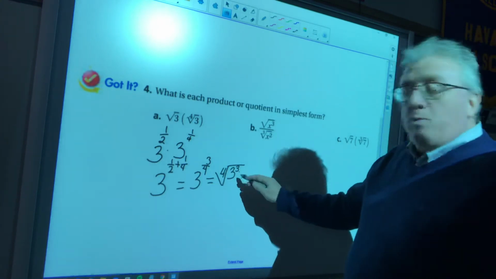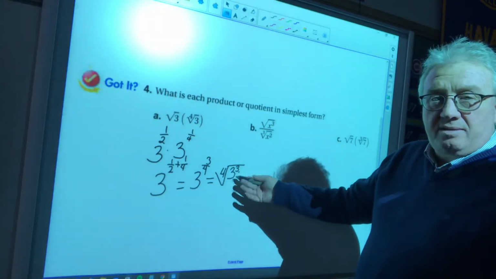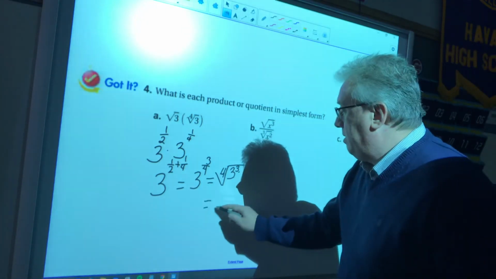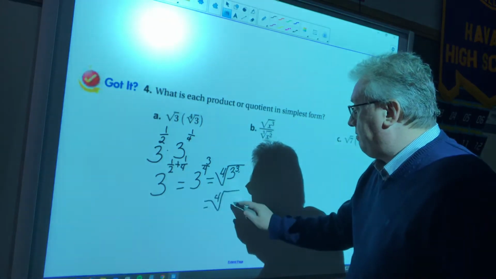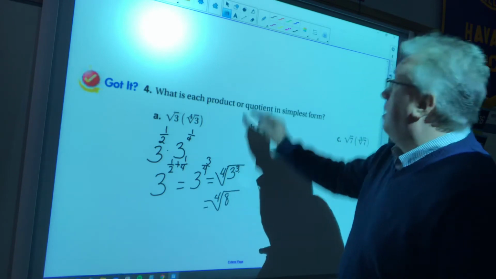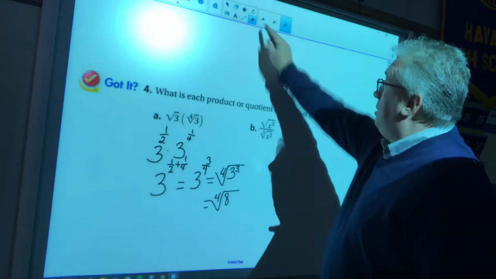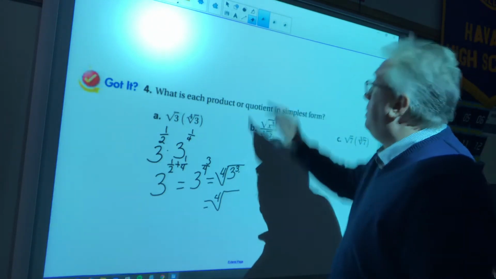Well, you never want to leave your answer like this. Go ahead and work that out. So it's the fourth root of, I'm sorry, 27.